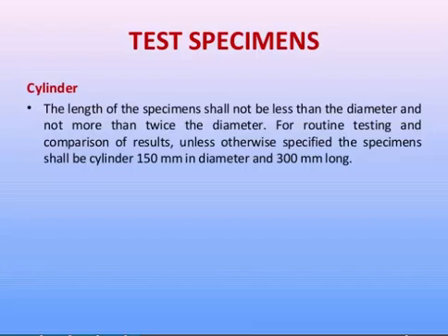C496, that is the standard test method for cylindrical concrete specimens, which is similar to other codes like IS 5816:1999. So according to the procedure mentioned in ASTM C496, the standard test method for cylindrical concrete specimens, that is being taken into consideration, and as per the specimen details for routine testing and comparison of results, unless otherwise specified, the specimens shall be cylinders 150 mm in diameter and 300 mm long.